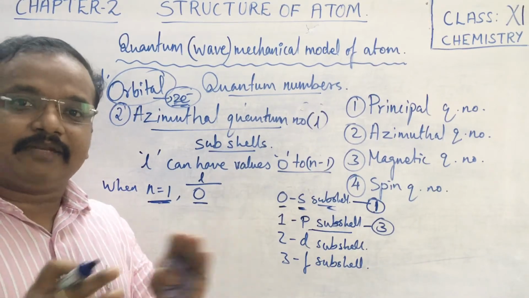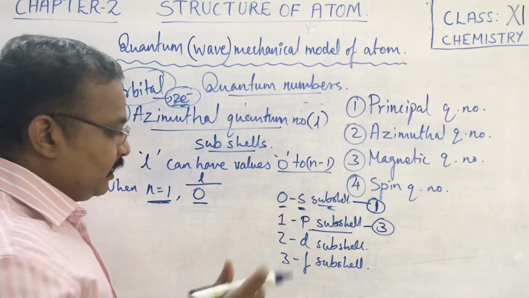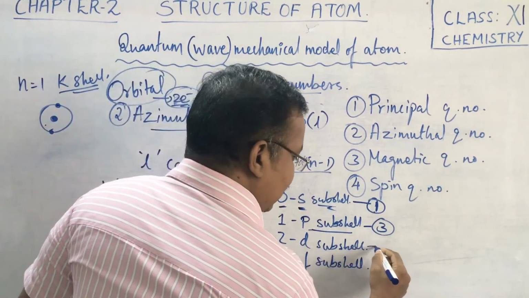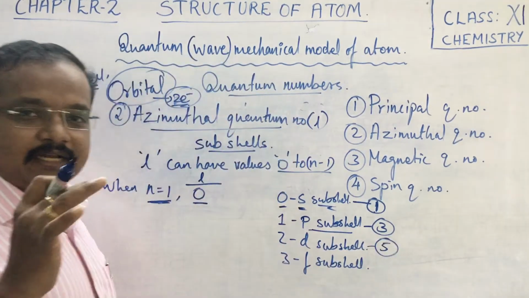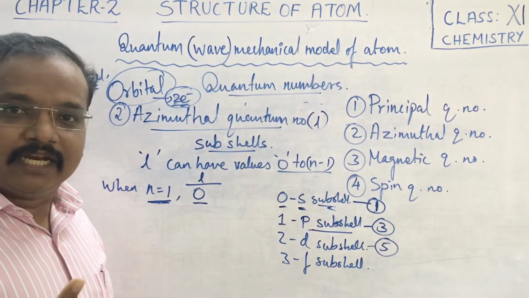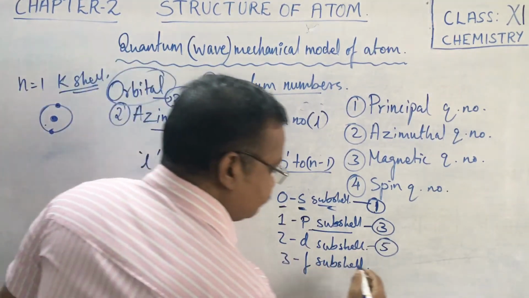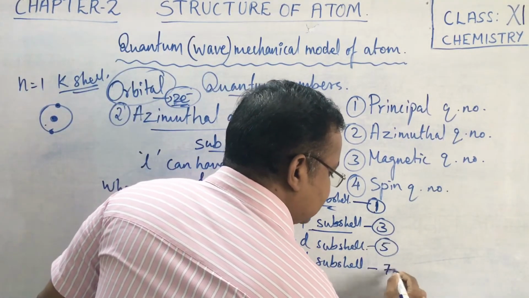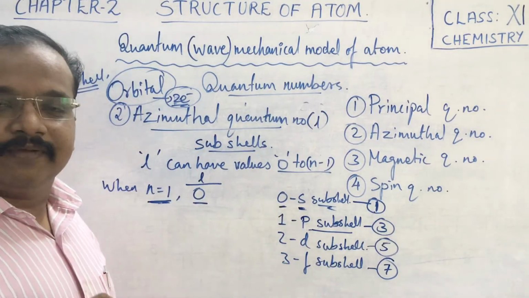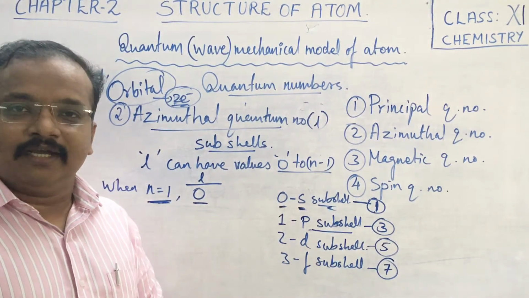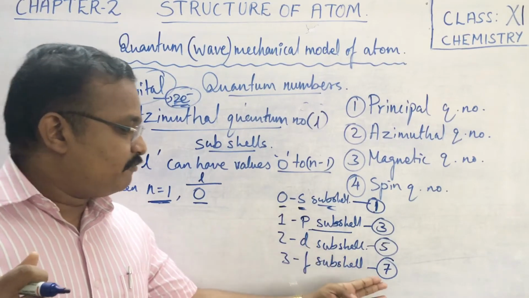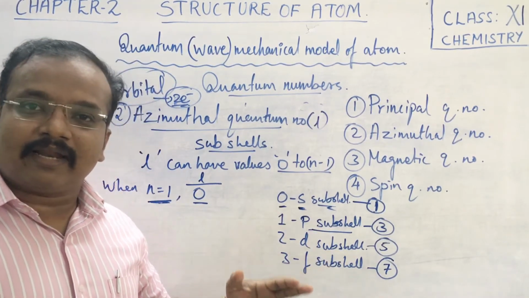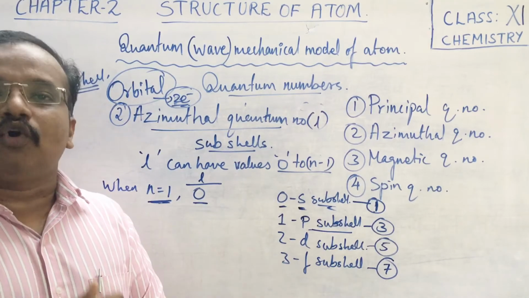It doesn't require that it must be filled completely. Now a d subshell has 5 orbitals, and 5 orbitals means 10 electrons can be accommodated. In the f subshell there are 7 orbitals. As I said, one orbital can accommodate 2 electrons, so 7 orbitals can accommodate double that, that is 14 electrons.